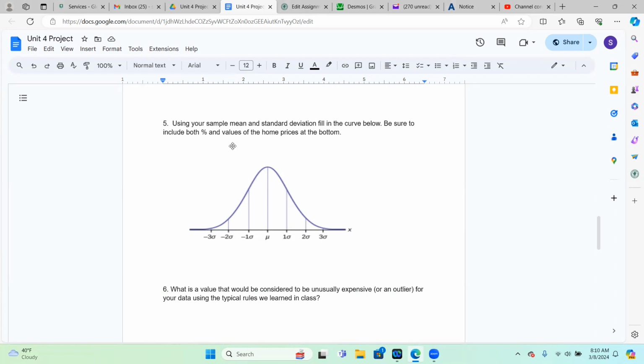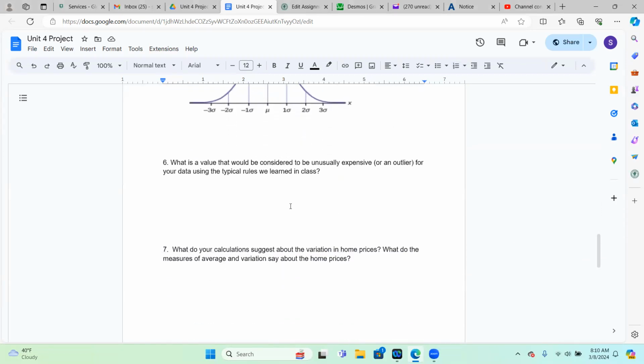Then using your sample mean and standard deviation, you're going to fill out this curve just like we did in class. Remember, I want to know the percentages in each of these little columns in the curve, and then along the bottom should be the home values that go along with the breakpoints, just like we learned in class in the workbook.